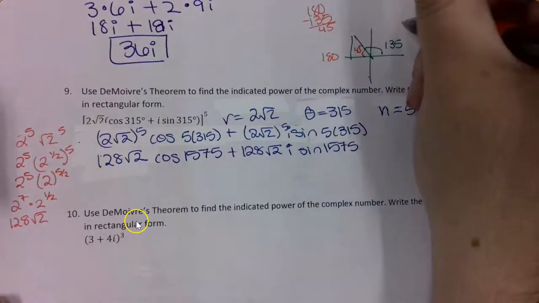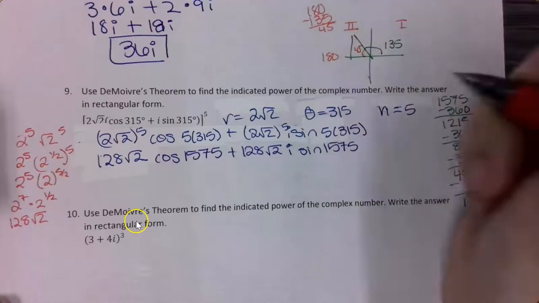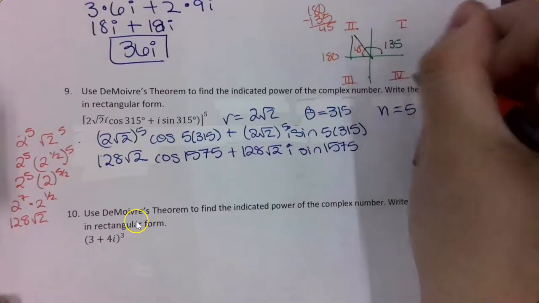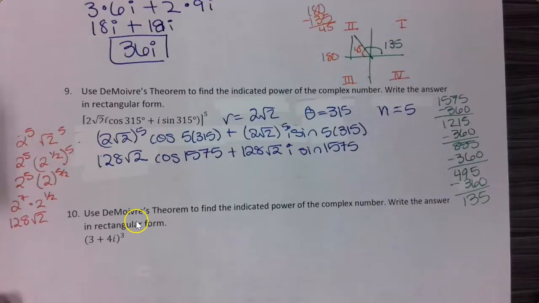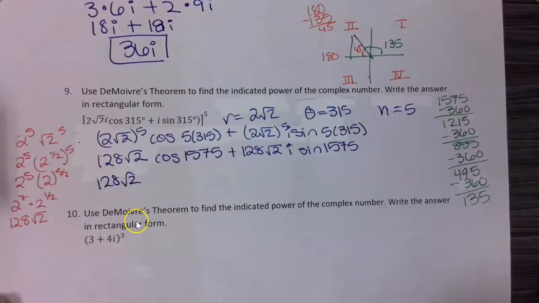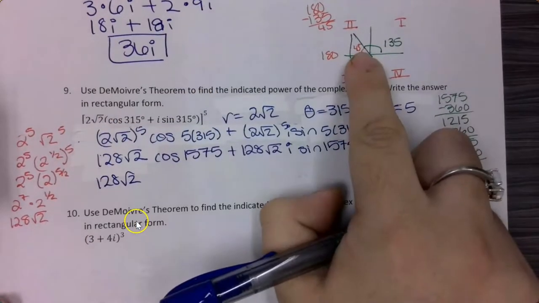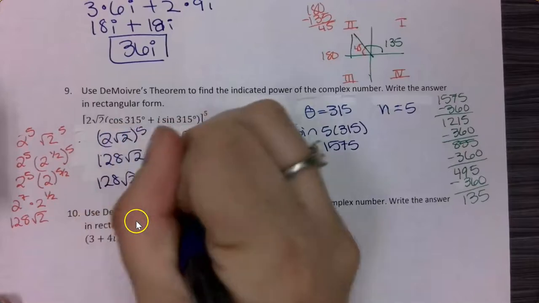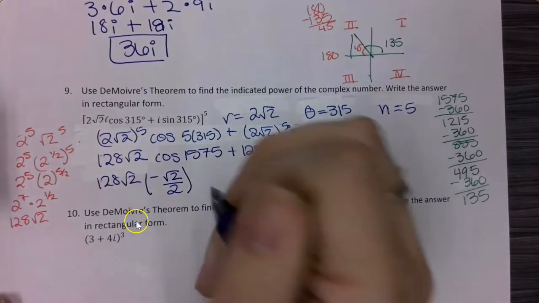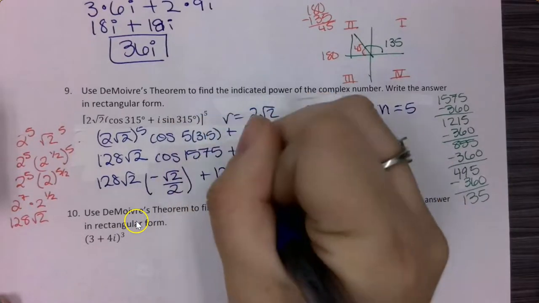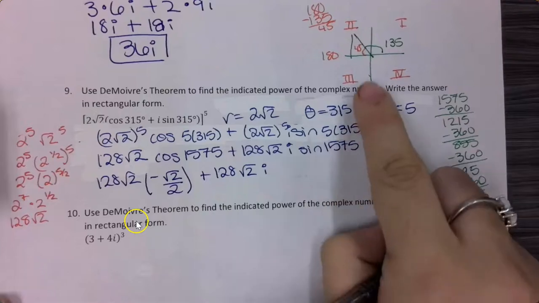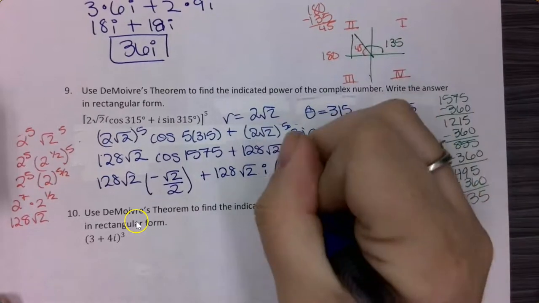I am in quadrant 2. So I need to remember that when I am evaluating these in quadrant 2. So I still have the 128 square root of 2. Cosine of 45 in the second quadrant is going to be a negative square root of 2 over 2. Then I'm going to have 128 square root of 2i, and then sine of 45 in the second quadrant is positive square root of 2 over 2.